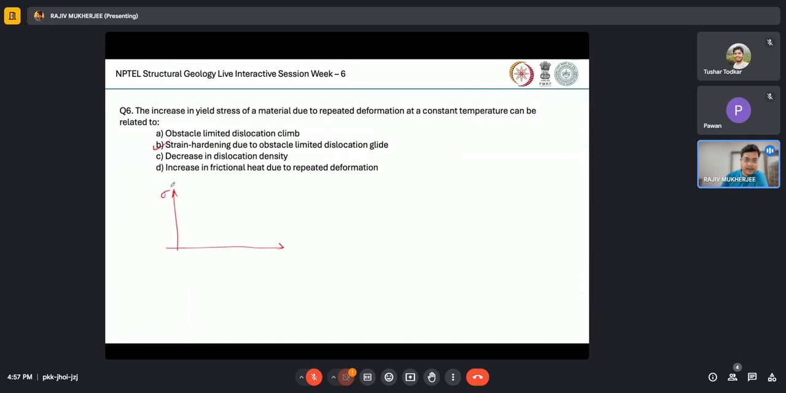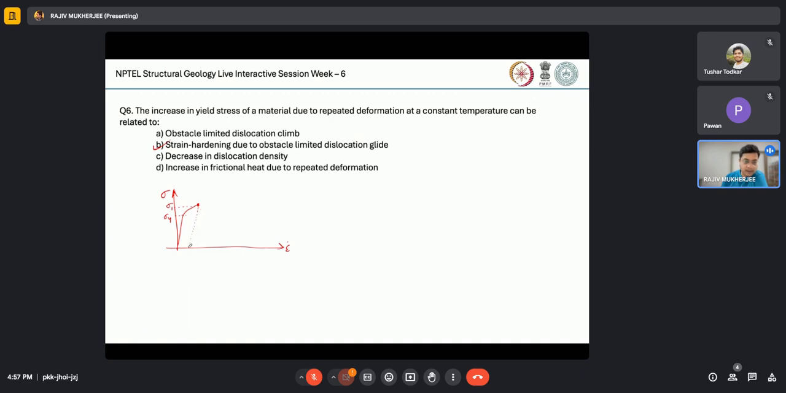So this is your stress and this is your strain. This is the curve. So generally a material, say for example, this is your yield strength. You deform the material up to this strength, which is sigma 1, say for example, and then you unload it, right? The load is being unloaded.